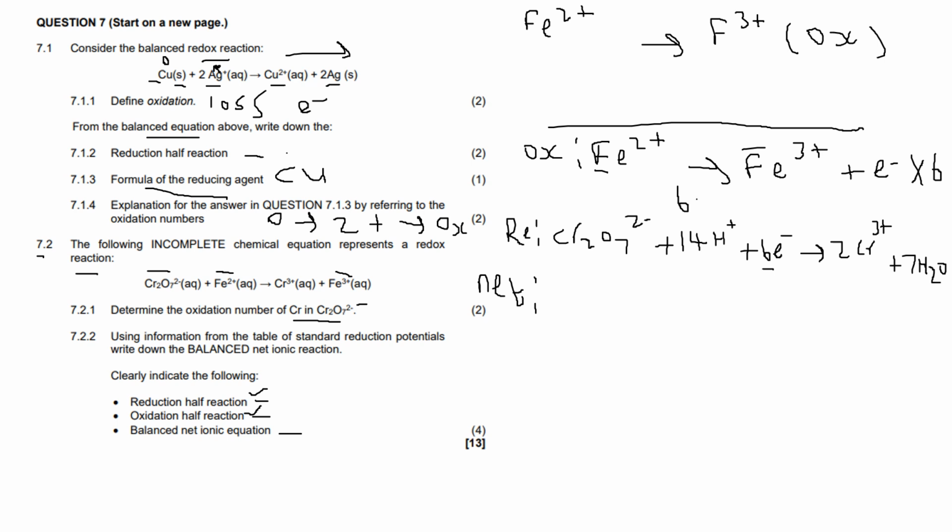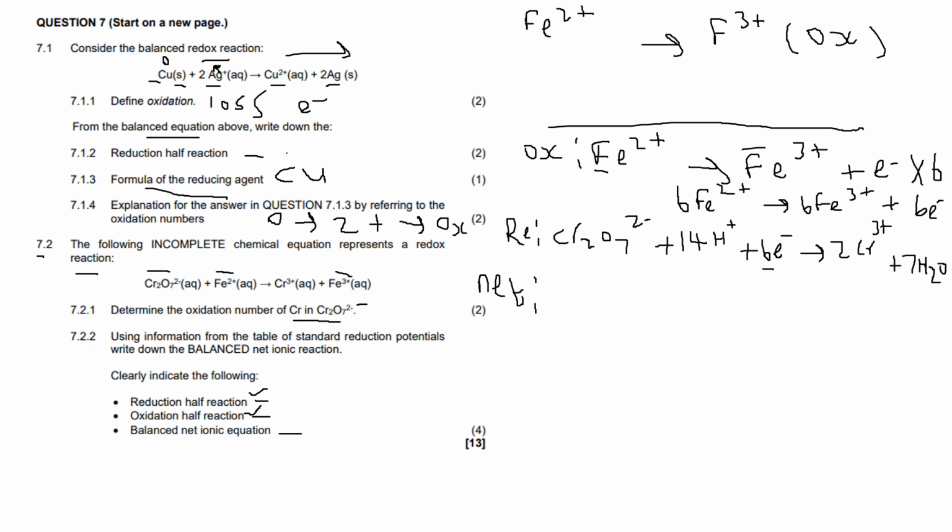So it will be 6 Fe2+, based on me balancing my electrons, and then 6 Fe3+, plus electrons now are 6 because I've multiplied them by 6: 6e-. That will be me balancing my electrons.